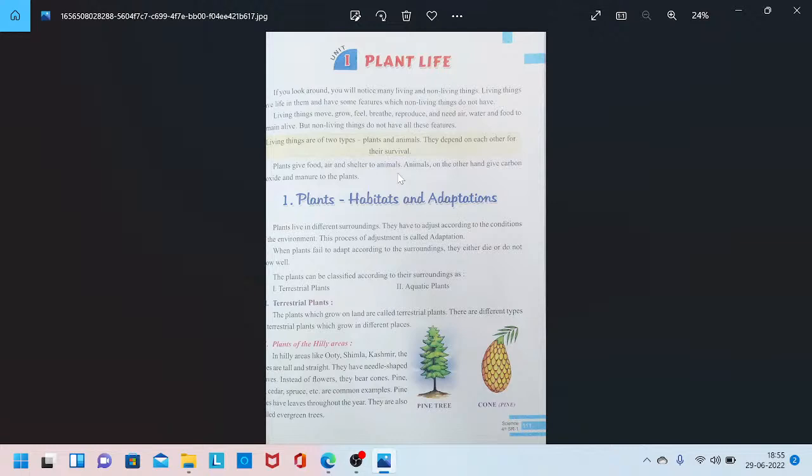It will not grow because it can't adapt. Likewise, if they don't adapt to the environment, they might die or they might not grow well.